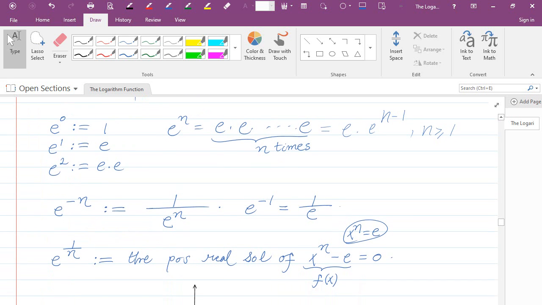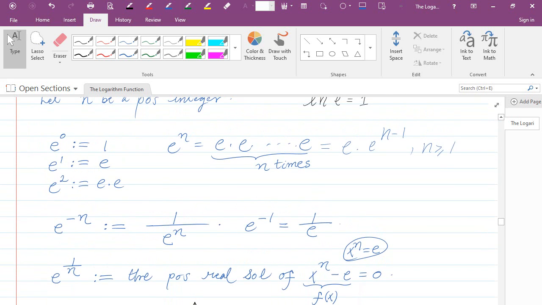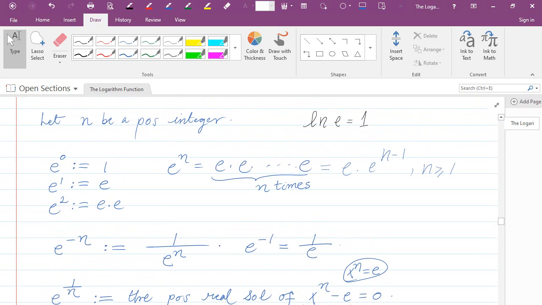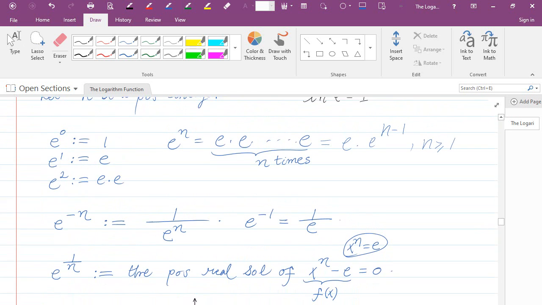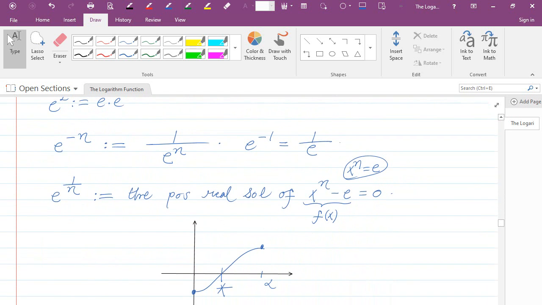Now, so we understand, when n is a positive integer, what it means to raise e to the exponent n. The question now is, what does it mean to raise e to negative n? So n is a positive integer, so negative n is a negative integer. What does that mean? Well, it simply means 1 over e to the n. So in particular, e to the negative 1 means 1 divided by e.